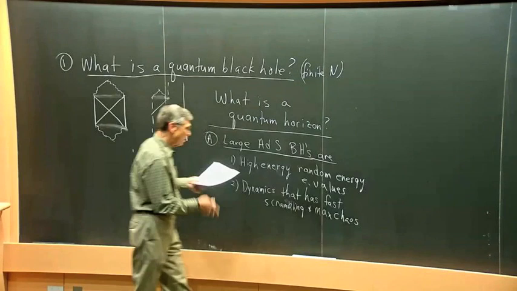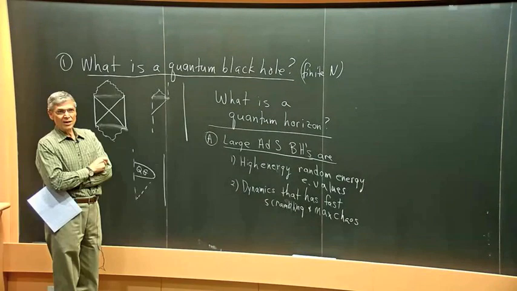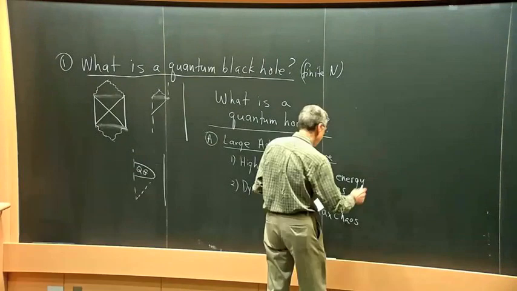So could we define a black hole by this? Could a system with a high energy spectrum, so first it has to have enough high energy random energy eigenvalues, with the density expected, given by the exponential of the Hawking-Bekenstein entropy.